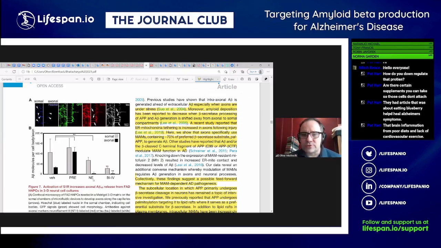And I'm not 100% sure how this works. This is a receptor that's associated with these lipid rafts, with MAMs. And I'm not sure how it leads to, again, that's another question, how it leads to more of these MAMs, I guess I can call them vesicle-like structures, mitochondrial associated ER membranes.